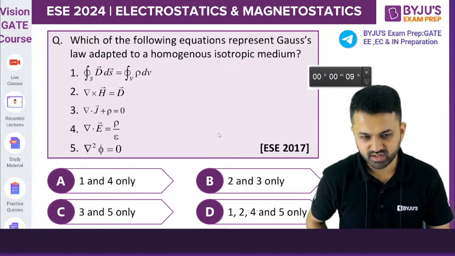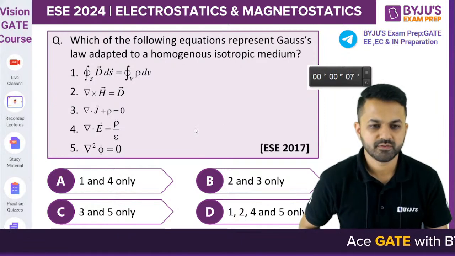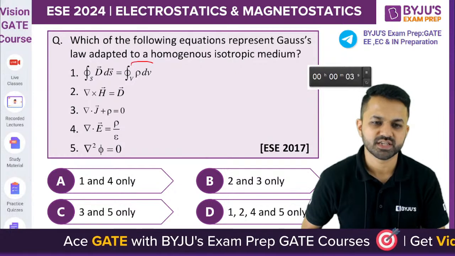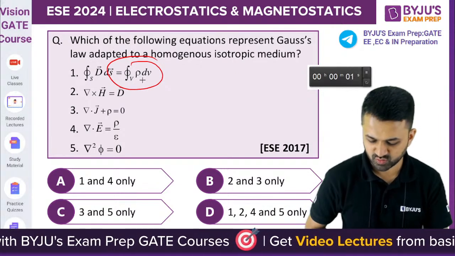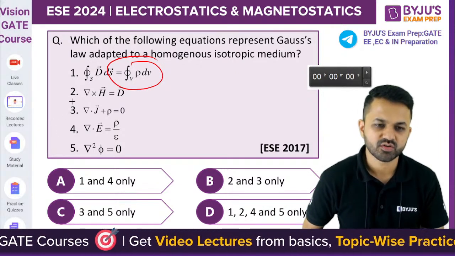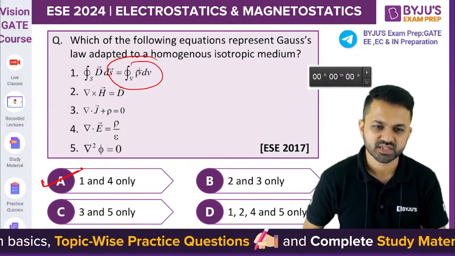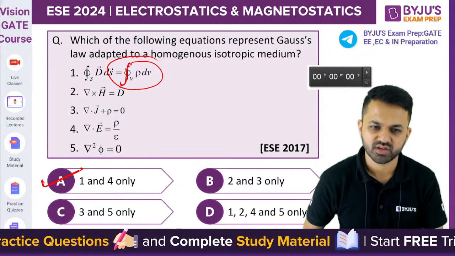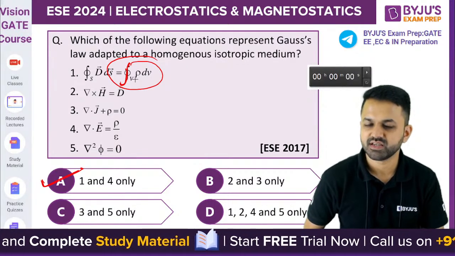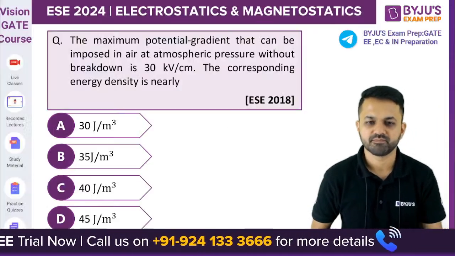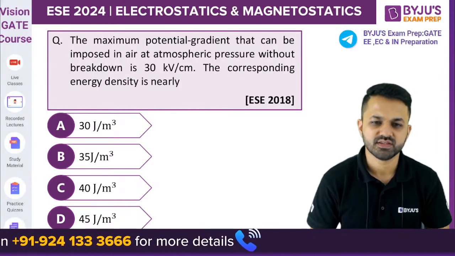Yes, actually there is a misprint in this particular question. It should not be the integration over the closed volume, and according to that, option 1 and this 4 would be the right one. If you consider this as an integration only, then it is obviously not the closed surface. So the answer is option A. Now answer this one.